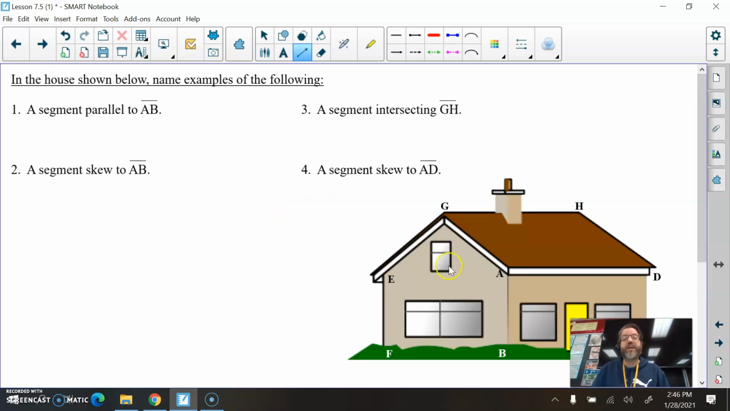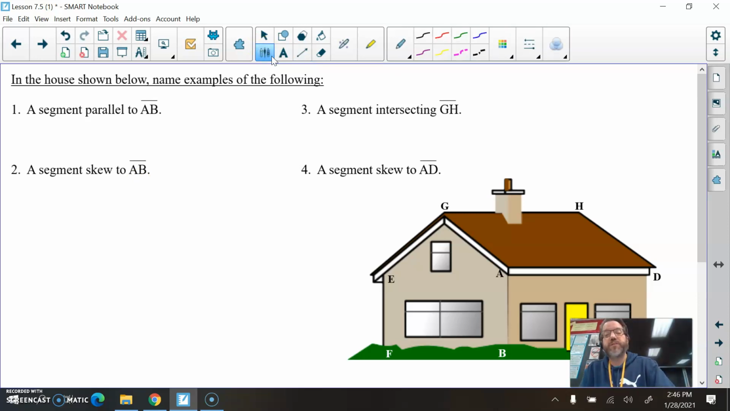Okay? So if I'm looking at this house here, I'm going to look at number 2 here, a segment skew to segment AB. First of all, let's find segment AB. Segment AB is right here. We start at A, go down to B. There's segment AB. If I want a segment that is skewed to that, imagine AB. It's going straight up and down. It's vertical here. I need to find one that will never, ever intersect it, but also isn't parallel to it. A good example of that would be segment GH, the ridge line of this house. It will not intersect segment AB, but it's also not parallel to it. So it is skew to segment AB, segment GH.